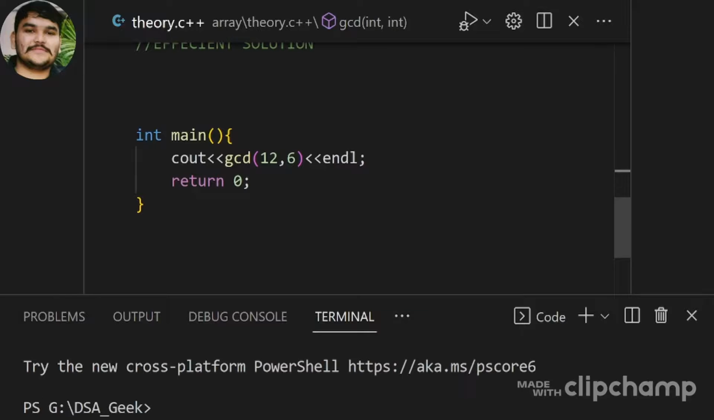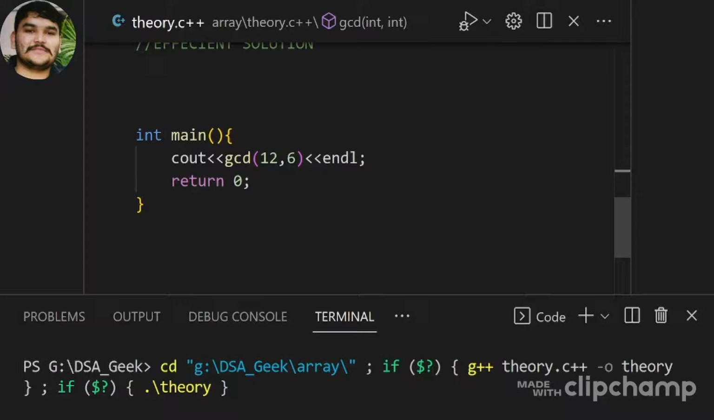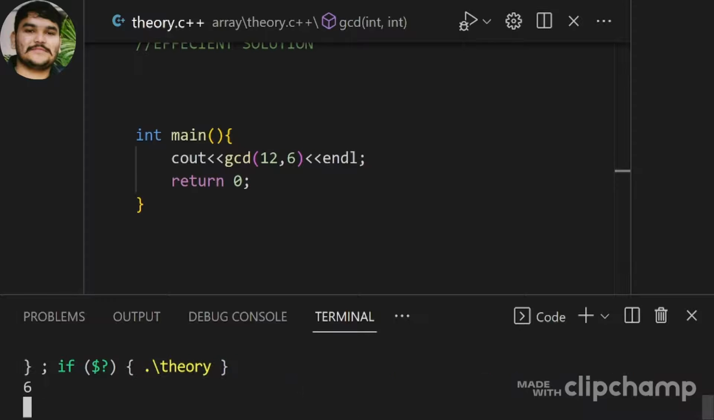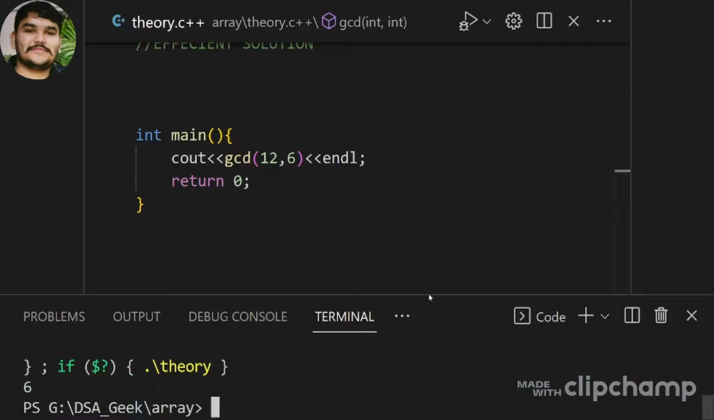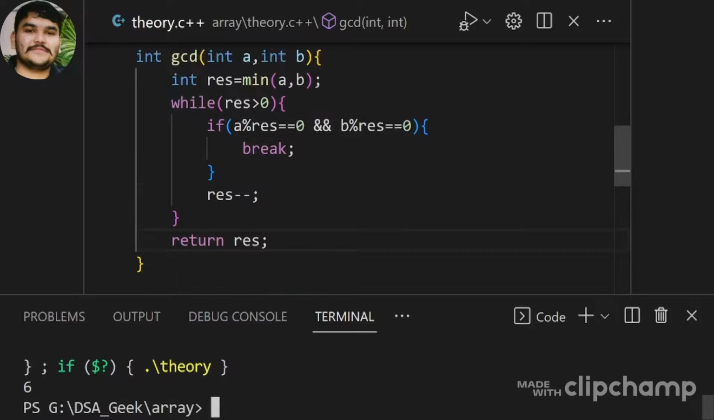Then we will discuss a better solution, which is the Euclidean solution. The Euclidean solution is basically a recursive method to solve the GCD of two numbers. So let's see what we are getting. Yes, we are getting 6 as the number, so our GCD is 6. We ran the code successfully. Nice, the solution is running very well.